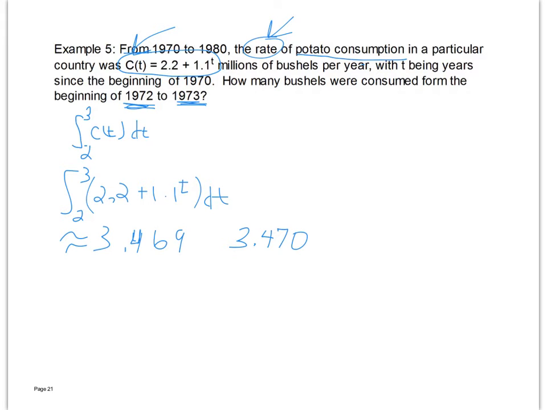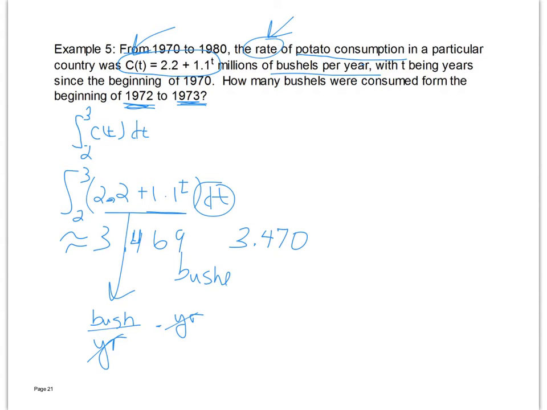Now, I am going to talk about the units on this. Now, this one, remember it says it's bushels per year. So that expression is bushels per year. Now, dt, delta t, is a time. How much time changed? Well, 1 year, okay? Delta t, years. These cancel. So this gives us bushels. Actually, millions of bushels to be correct. Millions of bushels. It's about 3.5 million bushels in that year were consumed.